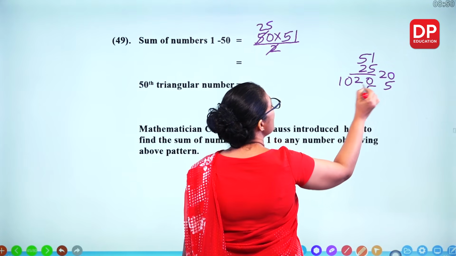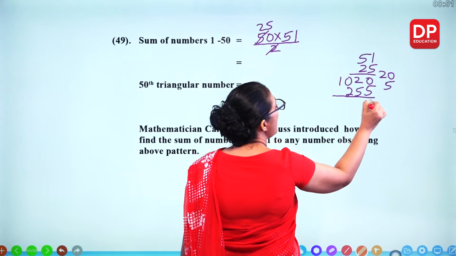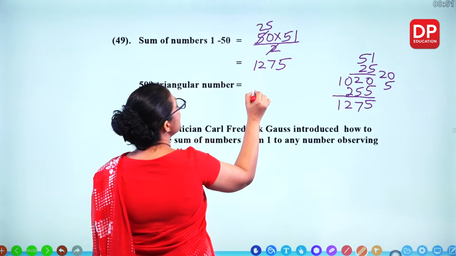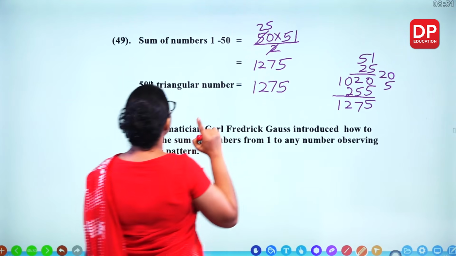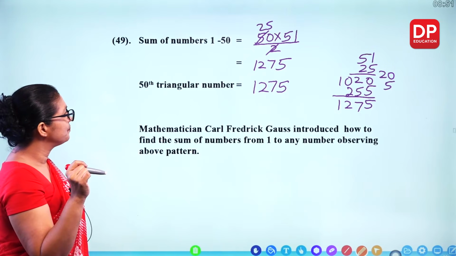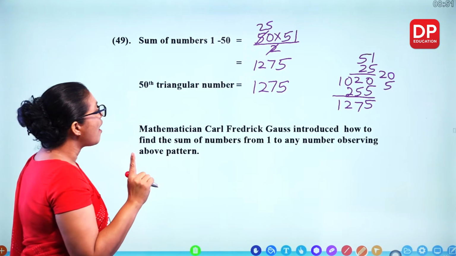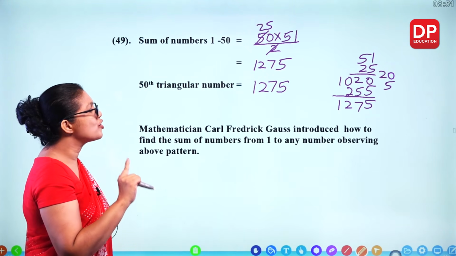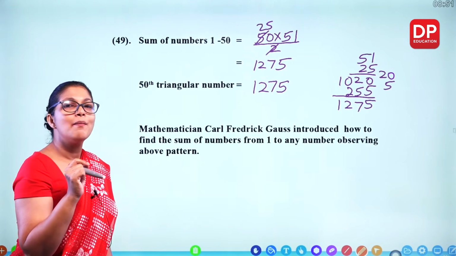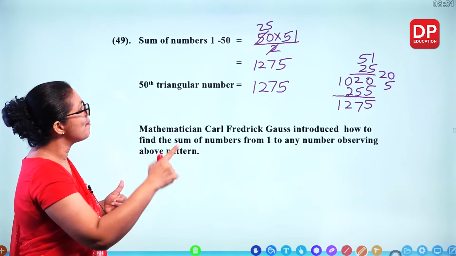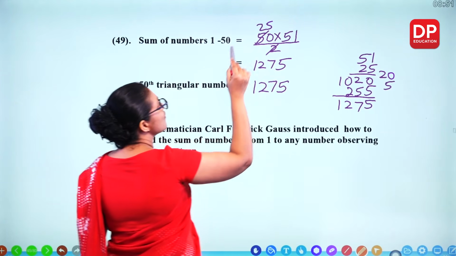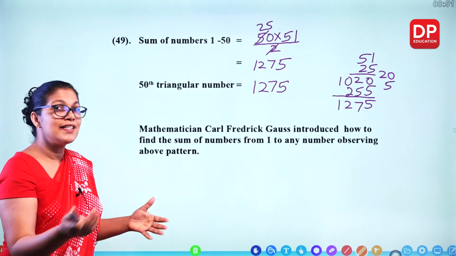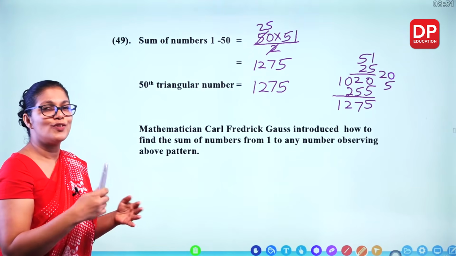And 5 times 1, 5. 5 times 5, 25. So when you add it, you get 1275. That's the 50th triangular number. So mathematician Carl Friedrich Gauss introduced how to find the sum of numbers from 1 to any number, observing the above pattern. So for the sum of any number, you can use this formula. So if you want the 75th, 1 to 75, adding all numbers, 75 into 76 divided by 2.